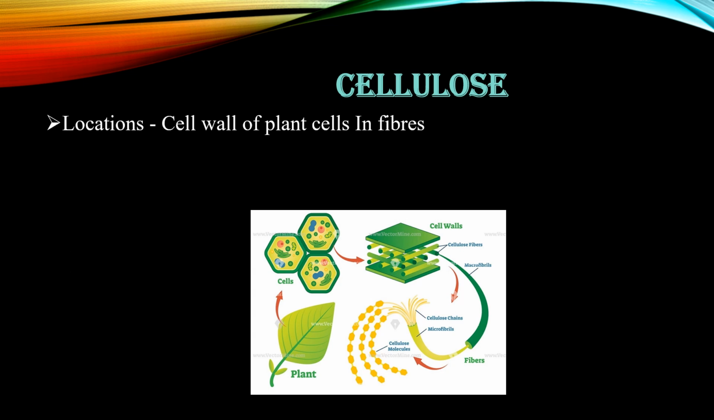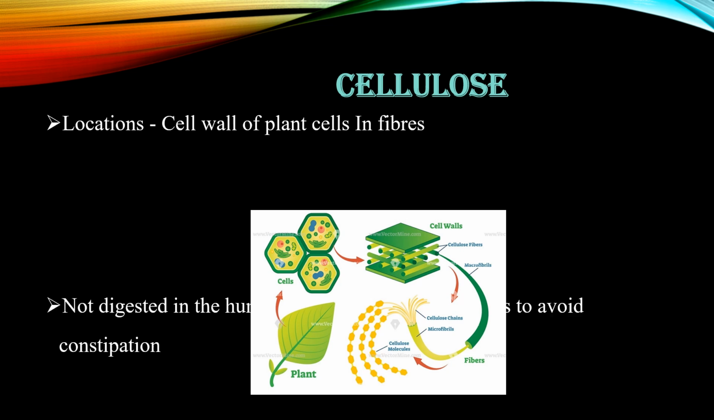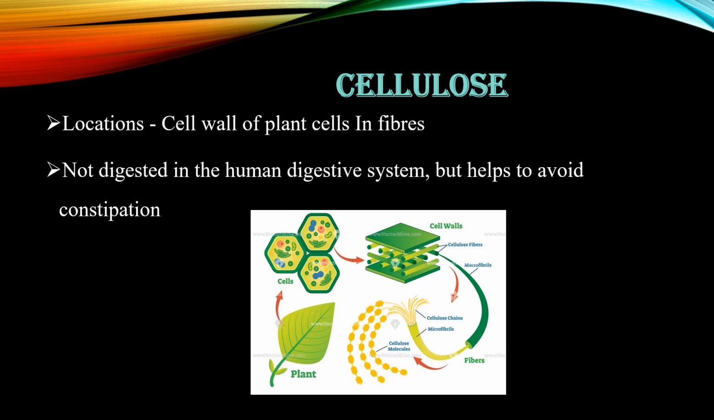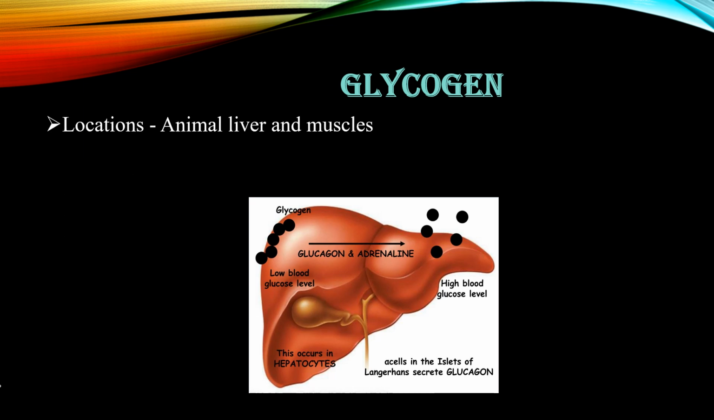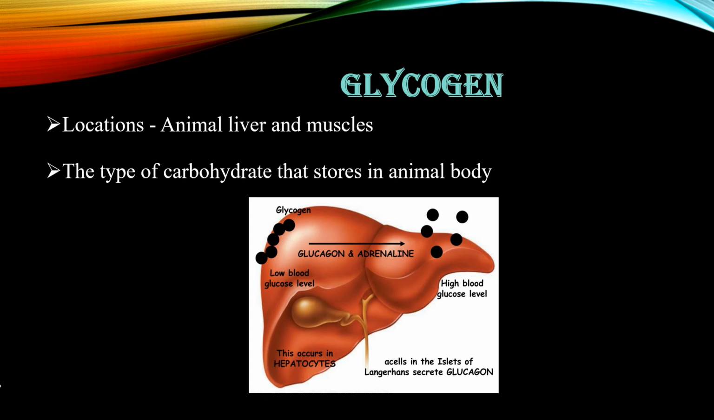Cellulose. This can be found in the cell wall of the plant cells in fiber form. Cellulose is not digested in the human digestive system, but it helps to avoid constipation by facilitating defecation by maintaining the fecal bulk. Glycogen. This can be found in animal liver and muscles. Well, this is the type of carbohydrate that is stored in the animal body. You might have heard about the insulin hormone, which converts glucose into glycogen and stores it in the liver.